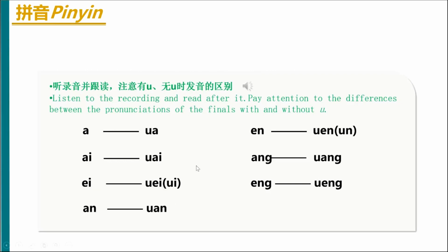The second group is the difference between those 韵母 start with u in the second line and those without u, like in the first line.